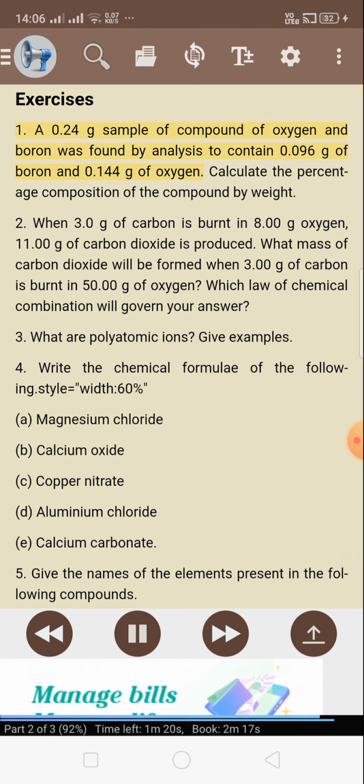0.096 grams of boron and 0.144 grams of oxygen. Calculate the percentage composition of the compound by weight. 2. When 3.00 grams of carbon is burnt in 8.00 grams of oxygen, 11.00 grams of carbon dioxide is produced. What mass of carbon dioxide will be formed when 3.00 grams of carbon is burnt in 50.00 grams of oxygen? Which law of chemical combination will govern your answer?